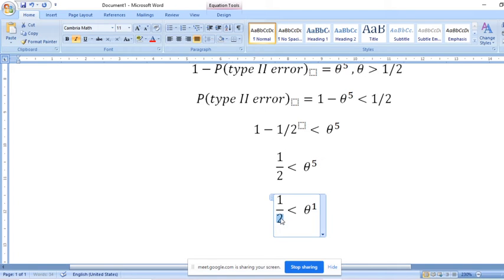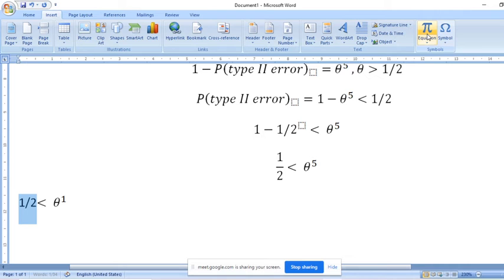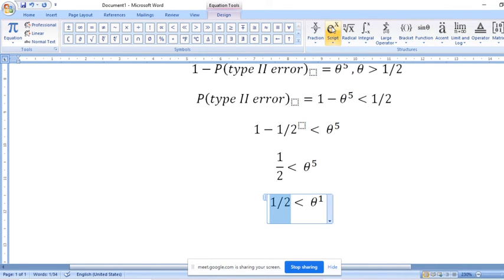Theta will be 1 by 5. So if theta is greater than 1 by 2 raised to 1 by 5, the probability of type 2 error will be less than 1 by 2. Consequently, power will be greater than 1 by 2.